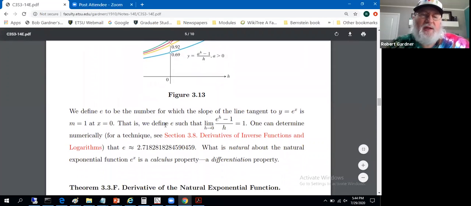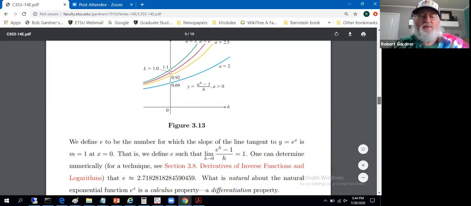So we're going to define the number e to be the number for which the slope of the line tangent to an exponential function base e is 1. So slope is 1 at x equals 0. This is not much of a definition, but that's how we're defining this parameter e. In other words, if we took the limit as h approaches 0 of e to the h minus 1 over h, that L sub a thing, here we're replacing a with e, we'd get out a value of 1.